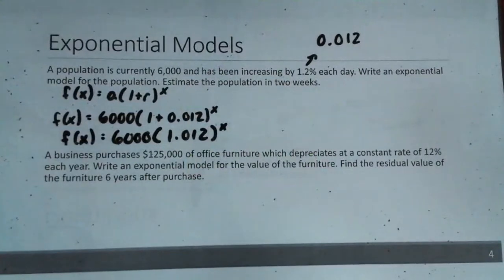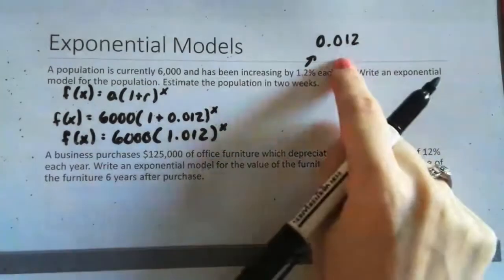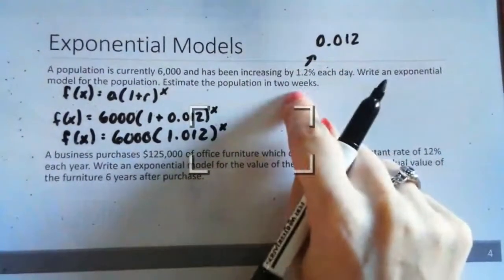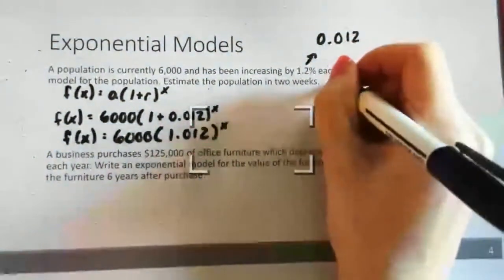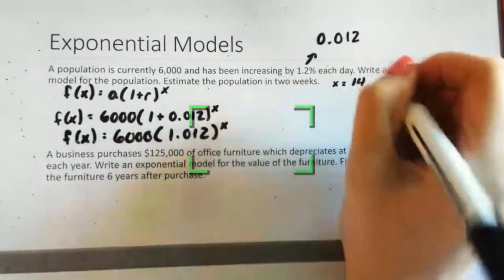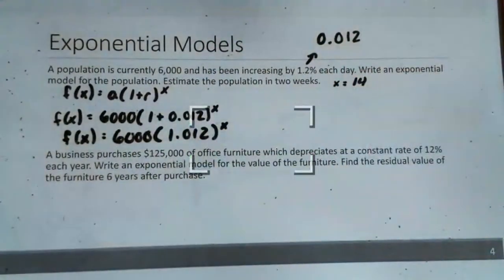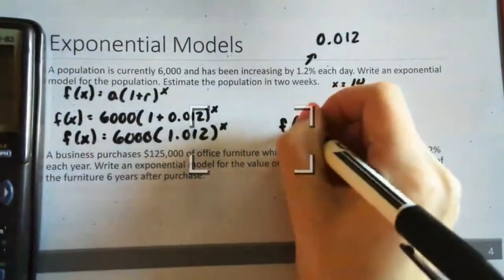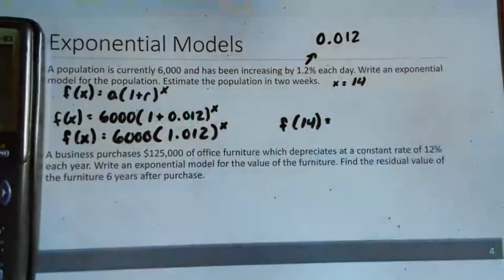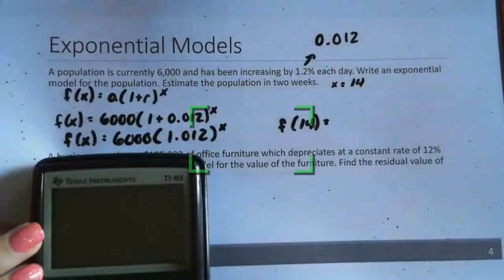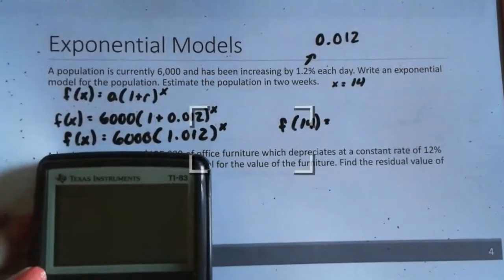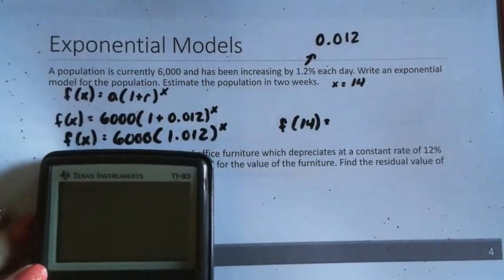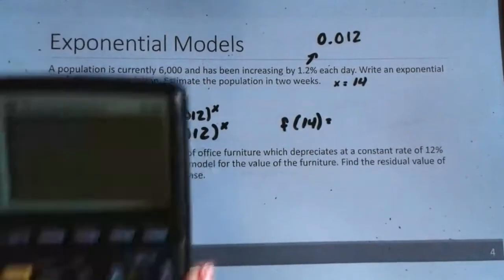Now it wants us to estimate the population in 2 weeks. Be careful though, this percent change is each day. So if we're looking for 2 weeks, we are going to let x be equal to 14 because there's 14 days in 2 weeks. So if we evaluate our function f at 14, that's going to be our 6,000 times 1.012 raised to the 14th power.